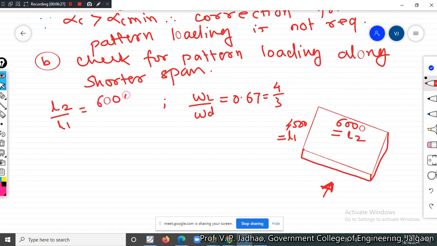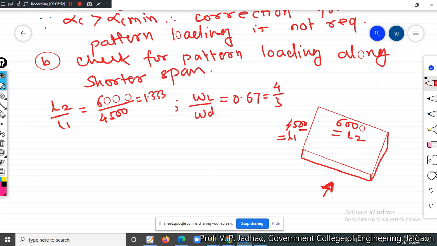For this case it will be 6000 divided by L1, which is 4500. So this L2 upon L1 comes out to be 1.333. You can calculate it on the calculator also. This comes out to be 1.333.